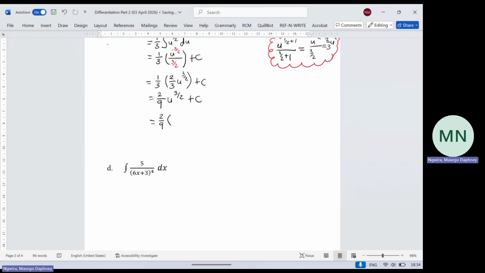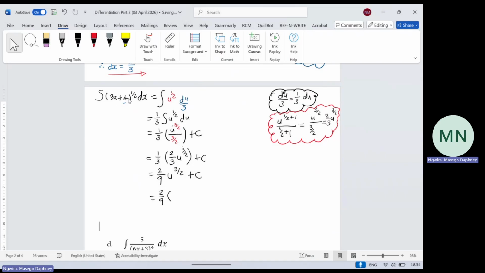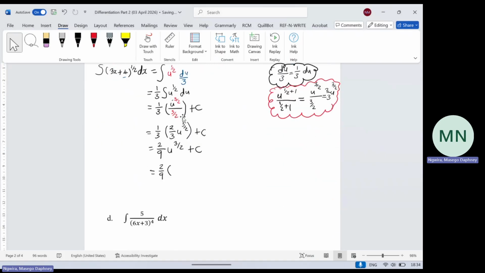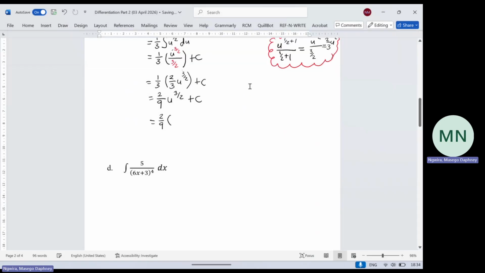So let me confirm if I make a mistake. Okay, yeah, it's 3x. We said u is 3x plus 4, so I'm going to change it back into 3x plus 4. This will be 3x plus 4. So I'm just changing back the u, nothing else. And then to the power of 3 over 2, then plus c. So that's our final answer.